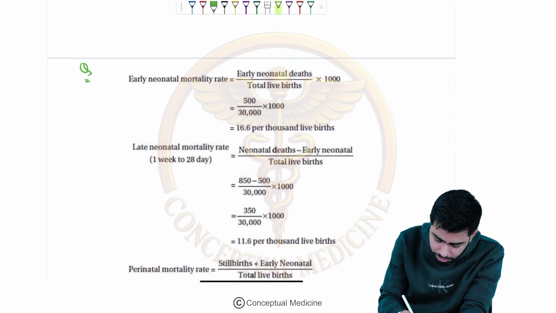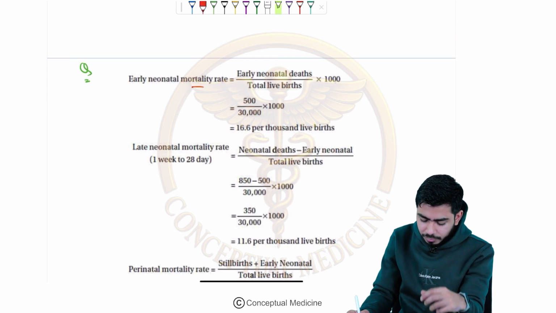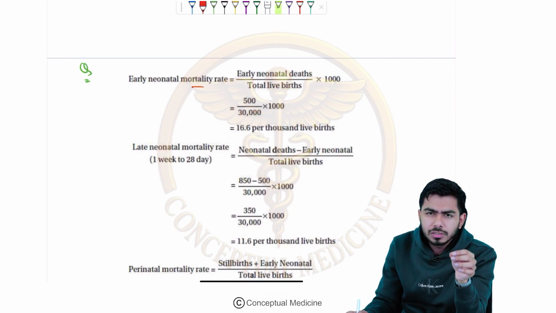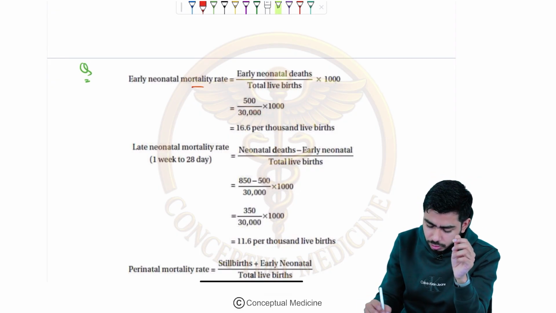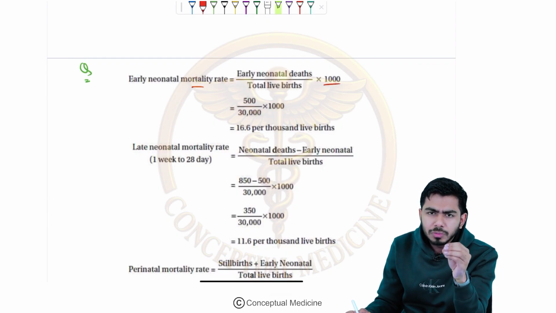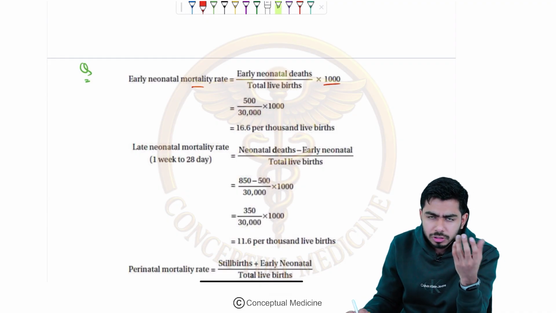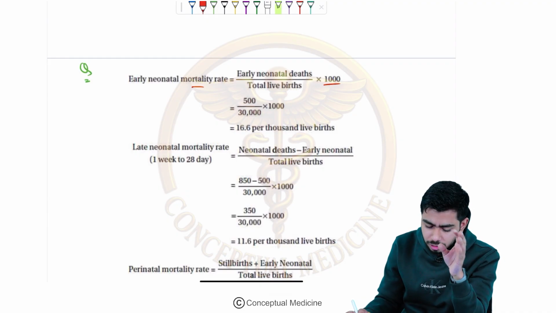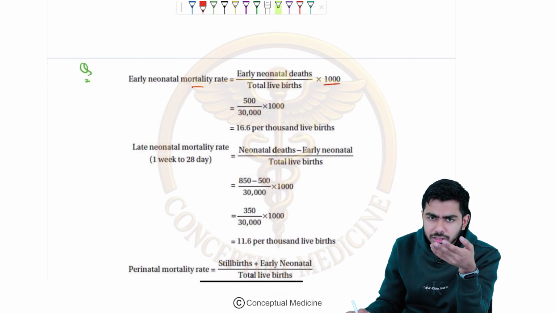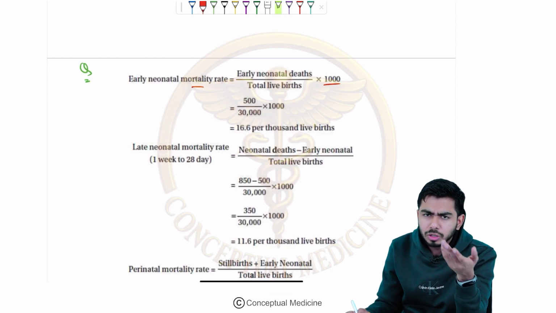So early neonatal mortality rate, what is the formula, guys? I'm telling you the trick. In most cases, the multiplier is 1000, and in the denominator we have the total live births. Out of the live births, we are talking about this. So now you just need to think about the numerator only, because in the denominator there will be live birth, the total number of live births.